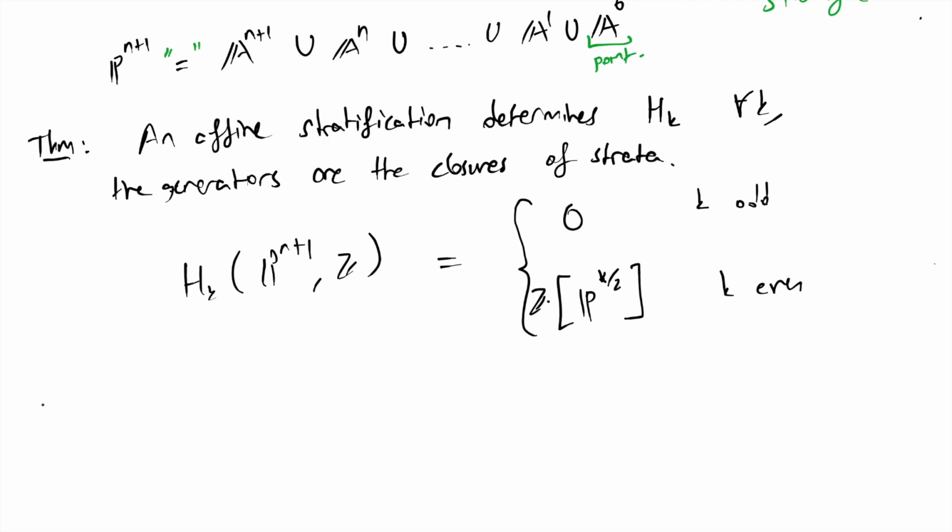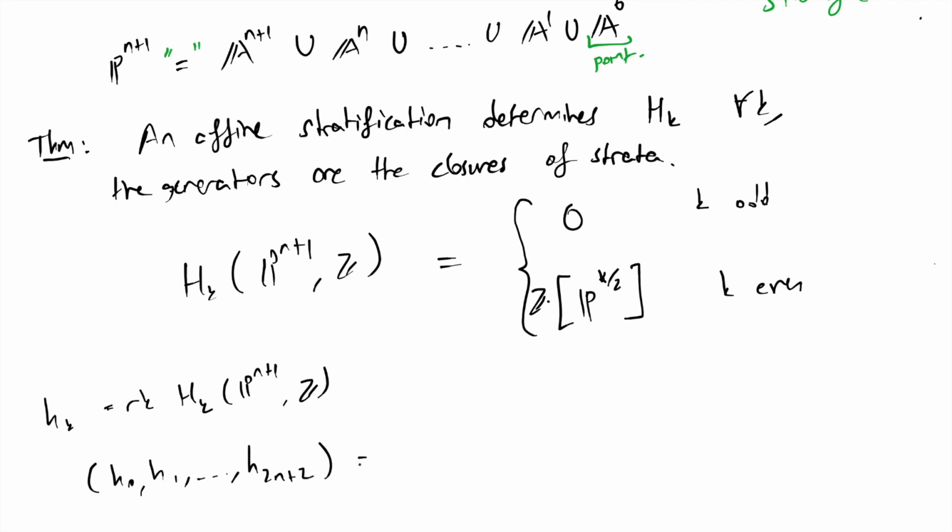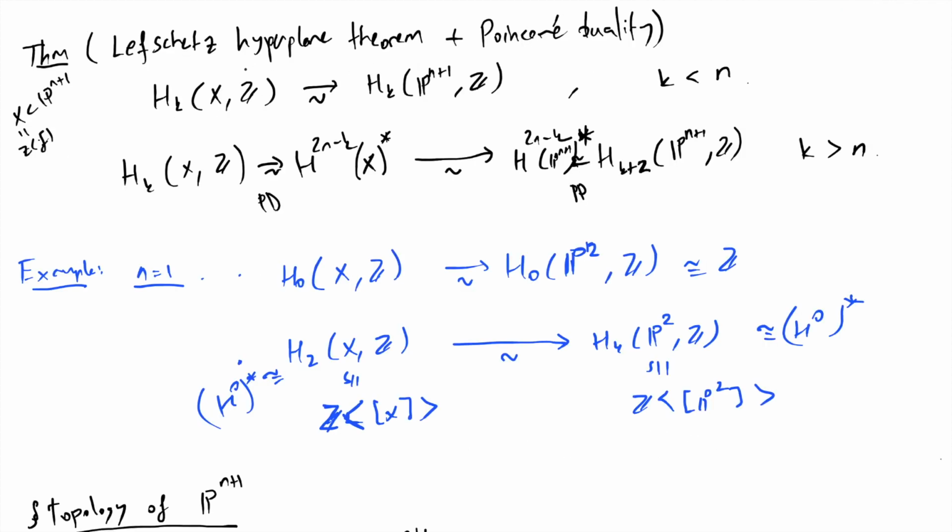To summarize this a little bit, we say hk is the rank of this Hk of Pn plus 1, Z, and I list H0, H1 up to the top dimension, and this just is 1, 0, 1, 0, and it ends with 0, 1. Well, in that case, our job is almost done, because via the Lefschetz hyperplane theorem, I can compute all Hk, since I relate it to Hk of Pn plus 1, except for Hn. Let's go to that.